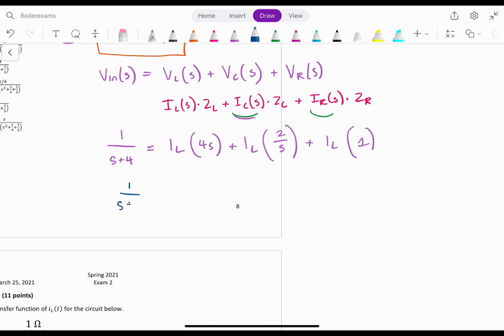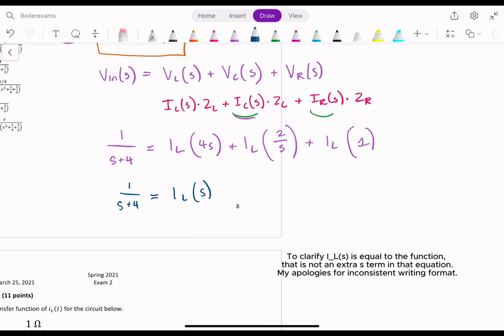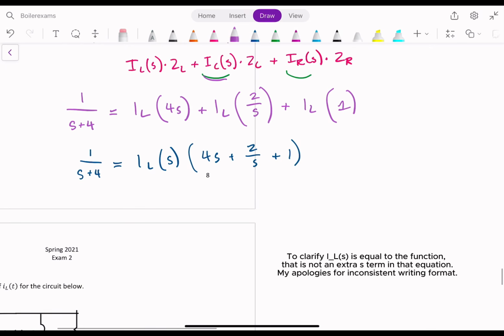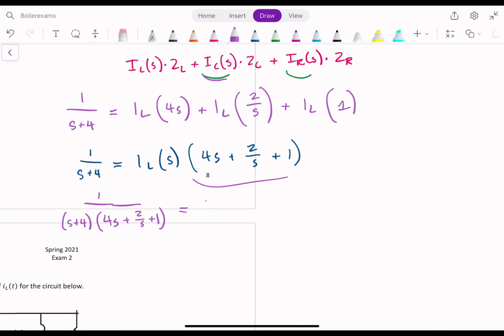that 1 over S plus 4 is equal to I sub L of S, the current through our inductor in terms of Laplace domain, multiplied by 4S plus 2 over S plus 1. We're going to divide this value out, and we will get that 1 over S plus 4 times 4S plus 2 over S plus 1 is equal to I sub L of S. And so this is our answer.